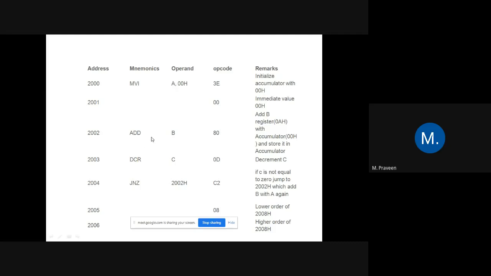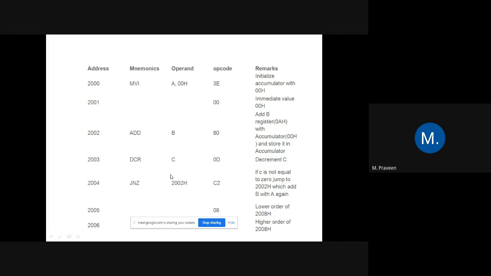Initially, the A value is 0. While doing ADD B, the B value is 0A, and that 0A will be added with A. Since A is 0, A plus B gives the same 0A. Now this 0A is stored in the accumulator. So for the first addition, we get the A value as 0A.